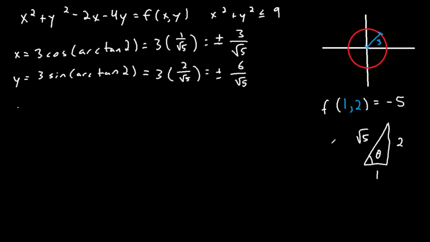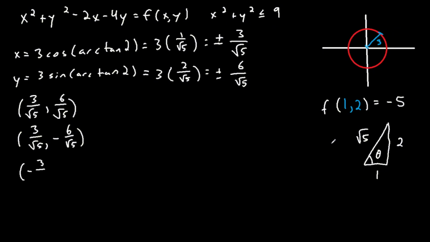So now that we have these points, what are the possible combinations of points? Well, the possible combinations are: 3 over square root of 5, 6 over square root of 5, so just the positive values; 3 over square root of 5, negative 6 over square root of 5; negative 3 over square root of 5, 6 over square root of 5; and then we also have negative 3 over square root of 5 and negative 6 over square root of 5.